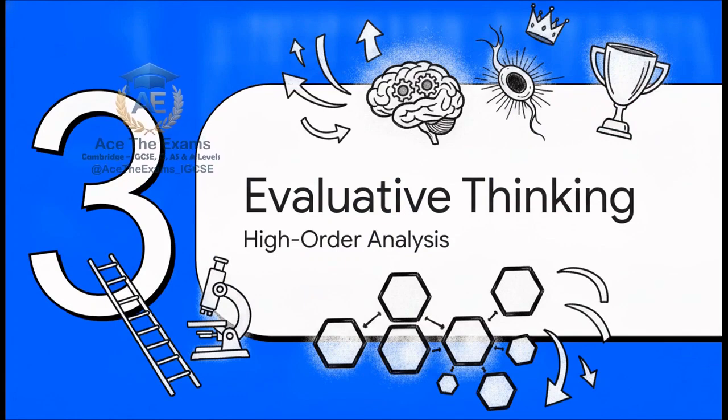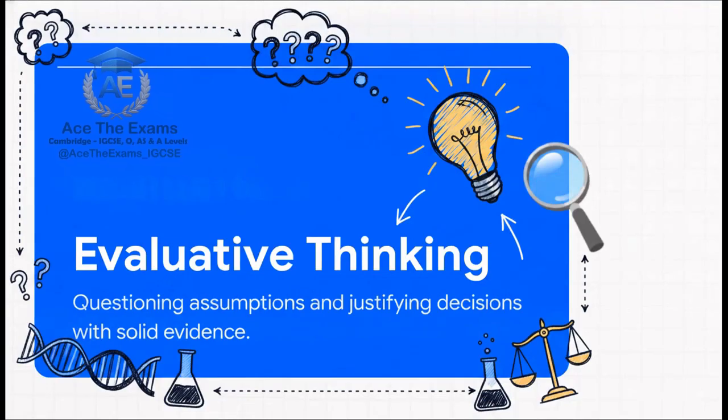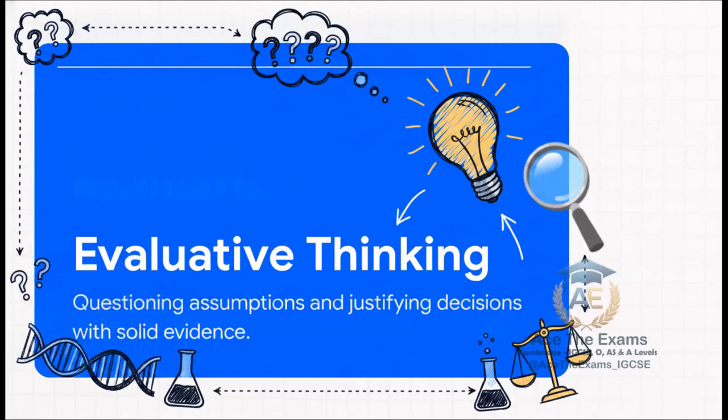Okay, once you've mastered the method marks, you are officially ready for the highest tier of the grading rubric. But what does evaluative thinking actually mean in plain English? Basically, it means moving way beyond simple descriptions. It's about questioning the underlying assumptions made in an experiment, taking a step back to consider alternative interpretations of the data, and crucially justifying your scientific decisions with solid, undeniable evidence. You're analyzing the why and the how reliable, rather than just parroting back the what.